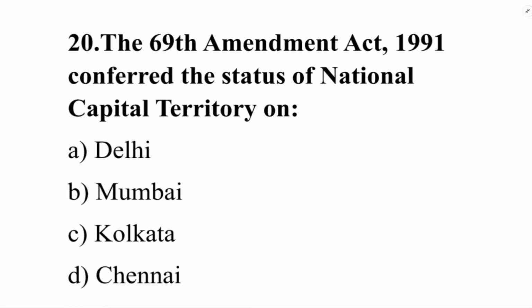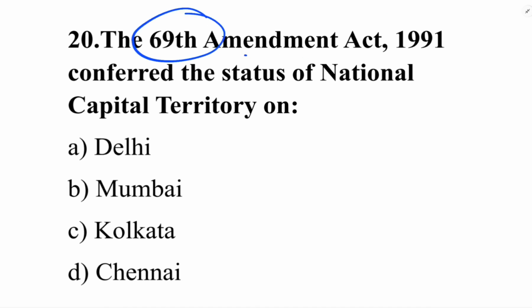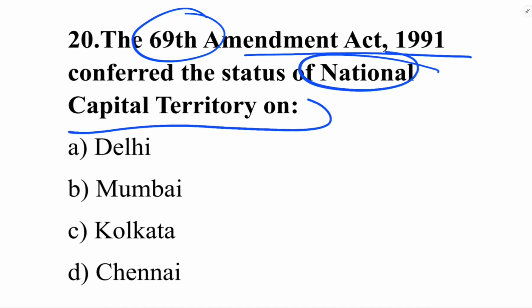Next question. The 69th Amendment Act 1991 conferred the status of National Capital Territory on option A, Delhi. Option B, Mumbai. Option C, Kolkata. And option D, Chennai. So the correct answer is option A, Delhi.